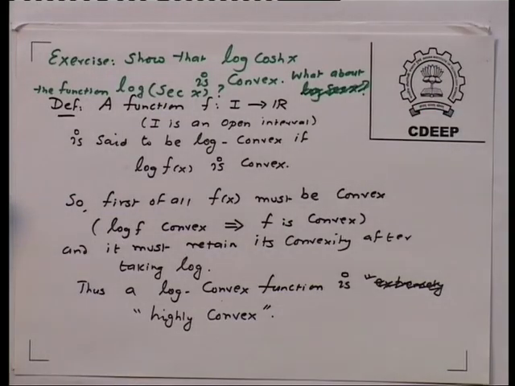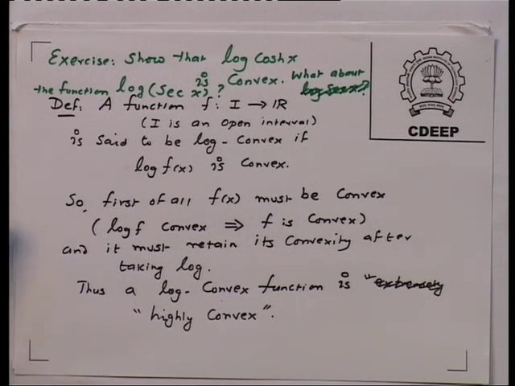Now, let us do an exercise: show that log cosh x is convex. Cosh x is convex, look at the graph, or take the second derivative of cosh x, which is again cosh x, convex. But if you take the log of cosh x, it is still convex. So, cosh x manages to retain its convexity after taking log. What about log secant x? What is the first derivative of log secant x? Tan x. The derivative is tan x. Second derivative, secant squared x. This is positive on the interval minus pi by 2 to pi by 2. So, log secant x is convex.